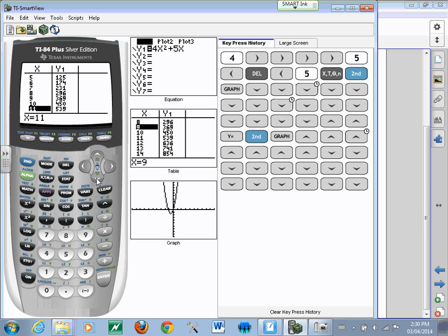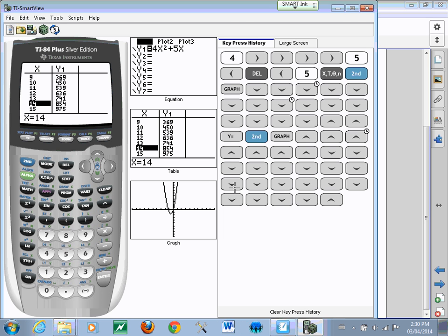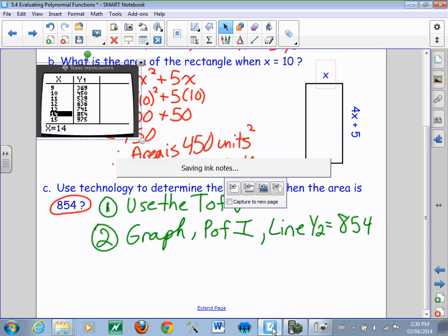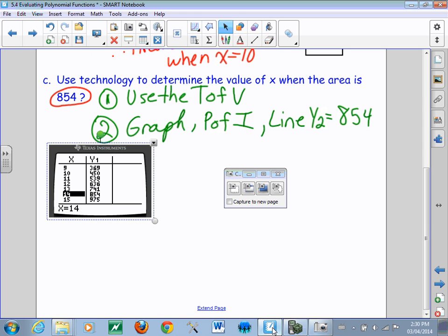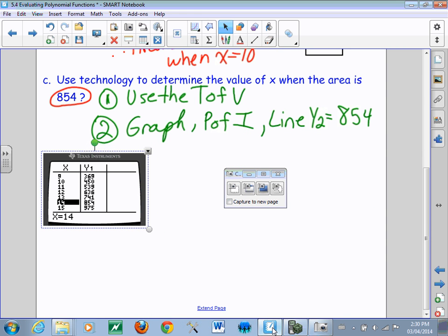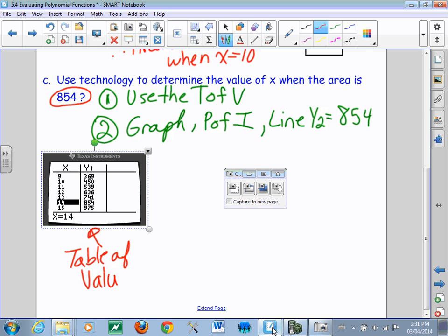Your area is in your y1 column, and notice here, guys, that when we have 14 for x, our area is 854. So I'm just going to snapshot that and take that into our lesson. Let me put it in there and see if we can drag it right in. Okay. So there's our first example of how to do this. Our second is using the graph. So this is from the table of values, and here you can find right here. So therefore, x equals 14.